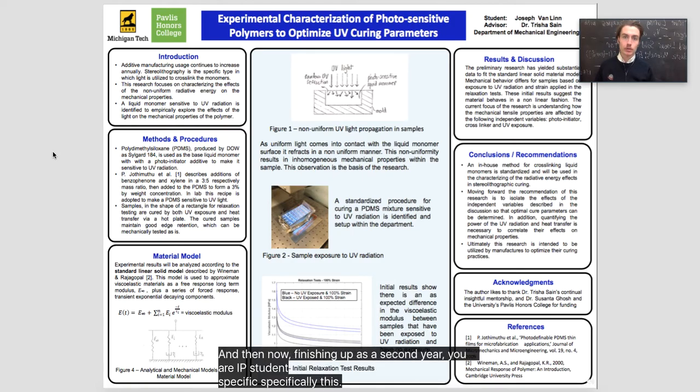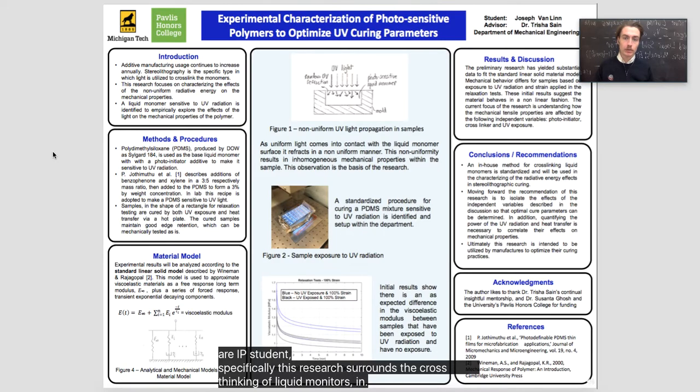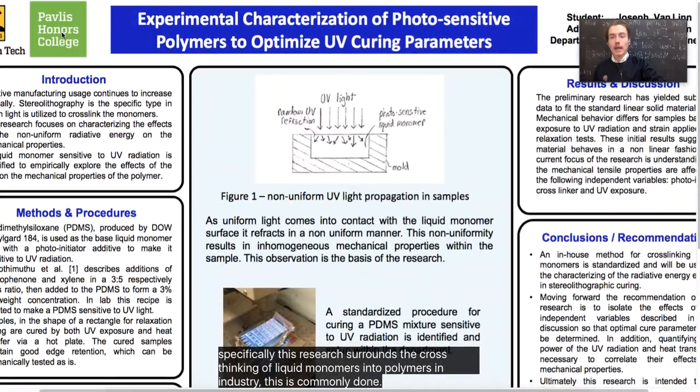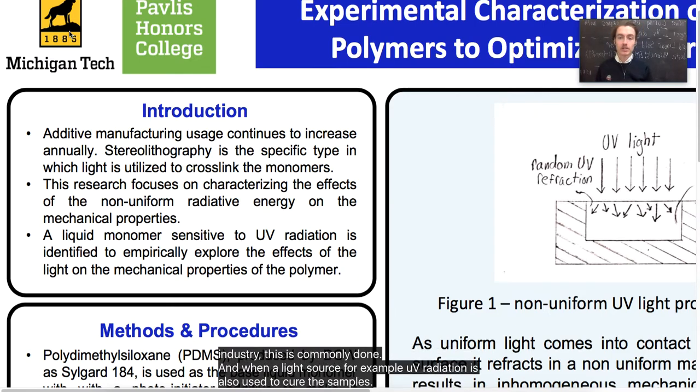Specifically, this research surrounds the cross-linking of liquid monomers into polymers. In industry, this is commonly done, and when a light source, for example, UV radiation, is also used to cure the samples, the process is referred to as stereolithography.